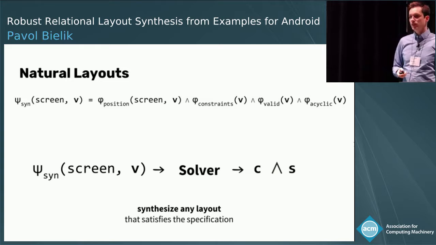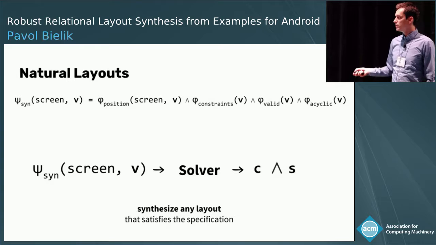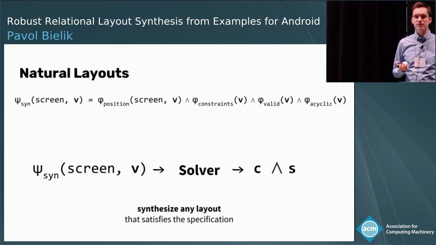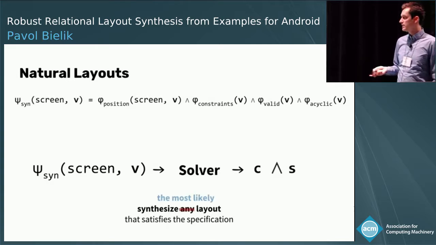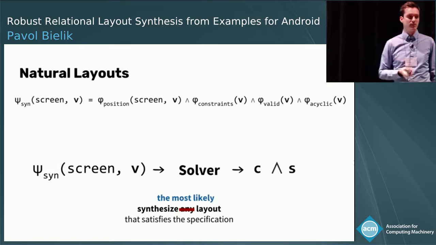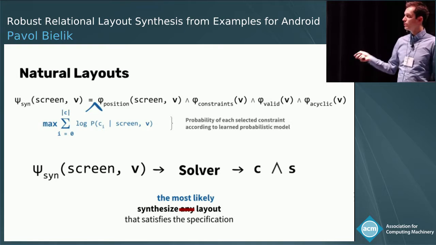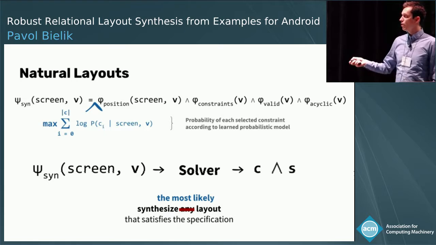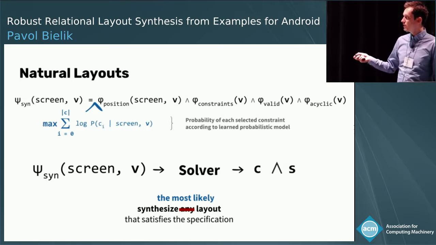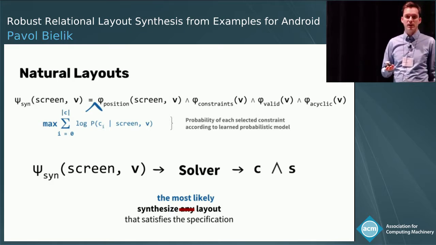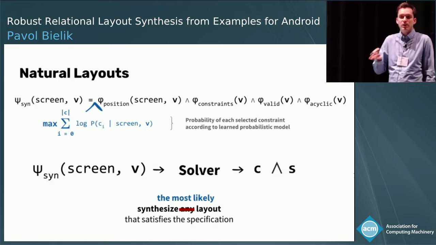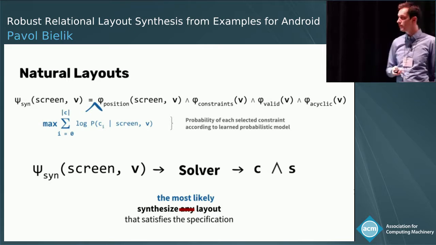So to start with, if we want to generalize better, we can think of, well, let's not synthesize any layout that satisfies the input specification, but in fact synthesize the most likely layout that satisfies the input specification. So we are going to change, instead of doing satisfiability, to maximum satisfiability. And the cost we are going to use is, suppose that there is some probabilistic model that tells you what is the probability of each of the constraints. And we are just trying to select the constraints that maximize this model.